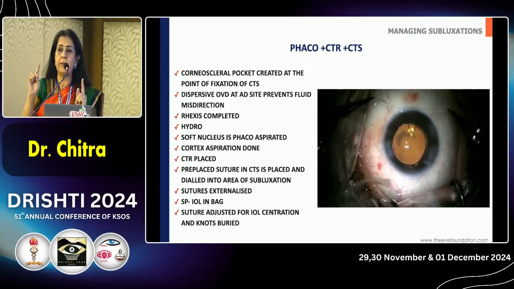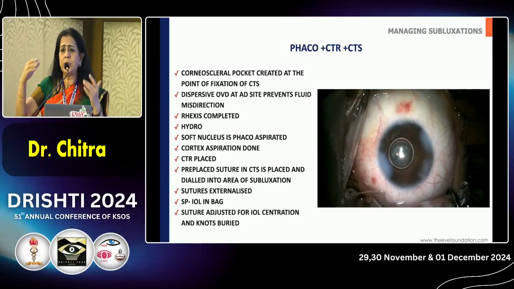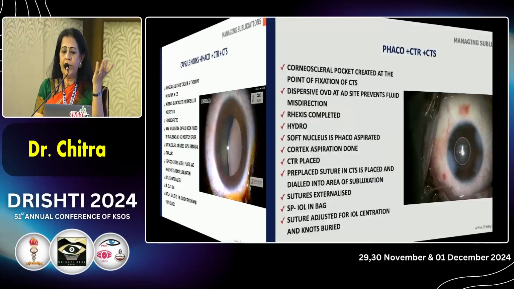Now, why do I place my Ahmed segment here? A CTR would have been enough because this is not a progressive zonulopathy. It's just a coloboma with an absence of zonules there. But by placing the CTS, that asymmetric back contracture which could happen later has been avoided.